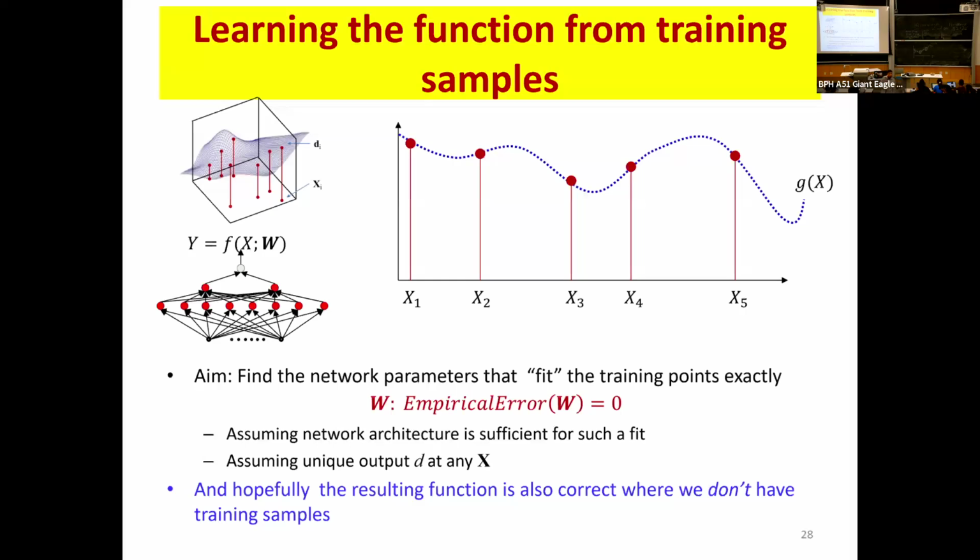And we hope that if we do this right, whatever function the network learns, or the network represents, is going to be true everywhere, meaning that the network parameters that we have determined to minimize the error between the network's output and the true output at these locations are such that the resulting function fits g of x everywhere. That's just a hope, but there's no guarantee. Questions?